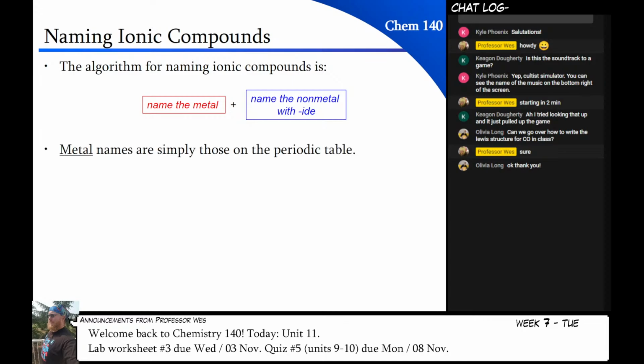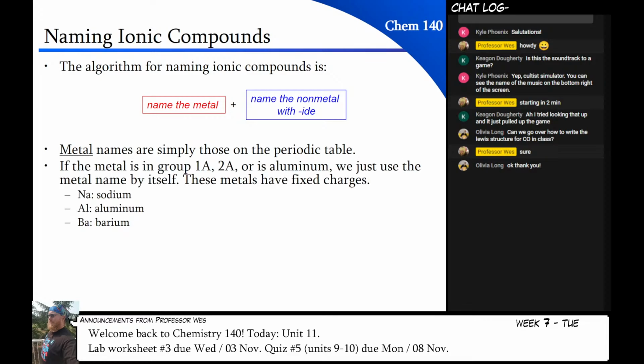We're going to start by naming the metal. The metal is fairly straightforward. It's whatever it says on the periodic table. So if I gave you Na, you would just write the word sodium. If I gave you Cs, you would write the word cesium. If I gave you Al, you'd write aluminum. And that's easy enough. Now, the name by itself is all that's required if your element is in group 1, 2, or the element you're looking at is aluminum.